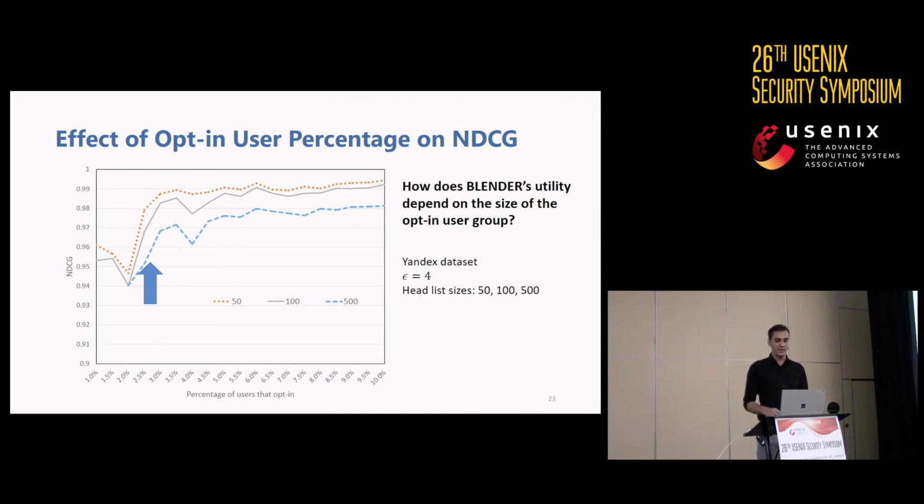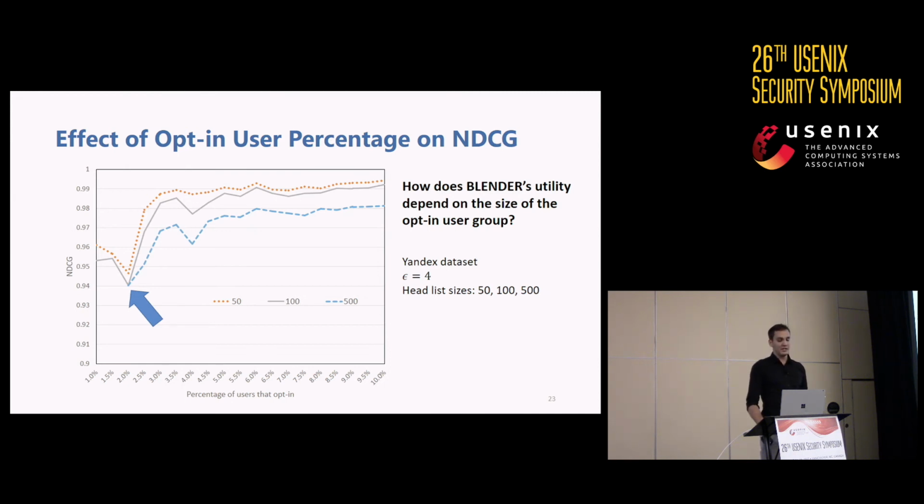And also another thing to note is that the utility did change as we increased head list size, but it didn't change so much as to make a head list size of, for example, 500 unusable, with one slight caveat. At around 2%, the data for head list size 500 kind of stops. This is because at this point, with this small number of opt-in users, Blender wasn't able to actually consistently achieve head list sizes of 500. So rather than the NDCG taking a hit at this point, it simply isn't able to generate 500. And that's the biggest takeaway from having a small opt-in user group.